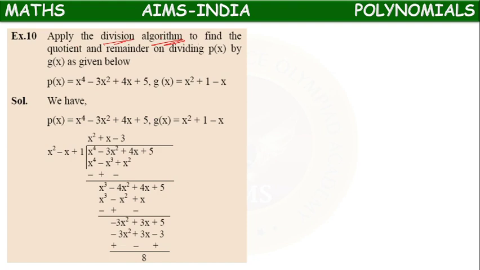Apply the division algorithm to find the quotient and remainder on dividing p of x by g of x. But here the condition should be g of x is not equal to 0. So p of x they have given, g of x they have given. We have to divide p of x with g of x.